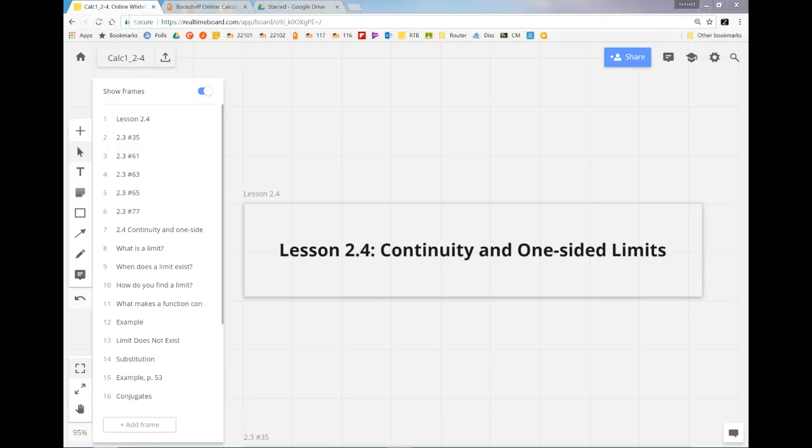So I had a number of people request problems via email, and so I want to look at some things from the last lesson. This is the lesson we're heading for today: Lesson 2.4, continuity and one-sided limits.